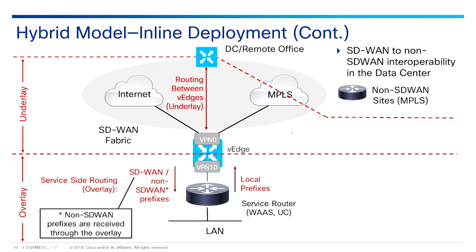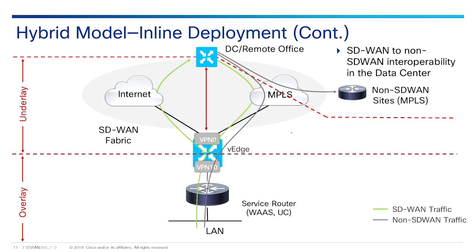The vEdge router learns all SD-WAN and non-SD-WAN prefixes through OMP and redistributes them in the local routing domain. In the reverse direction, the vEdge router redistributes local prefixes into OMP. SD-WAN and non-SD-WAN interoperability is maintained through the data center hub. All traffic destined toward non-SD-WAN sites goes through the data center. This setup is not redundant, so the loss of either the vEdge or the service router leads to a loss of service at the site. So the point I'm making here is this site is not SD-WAN.